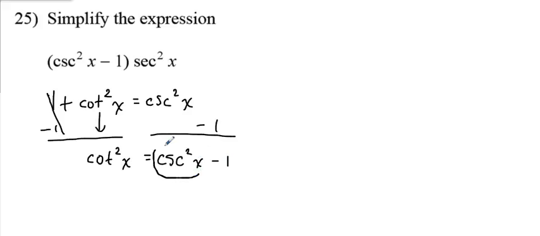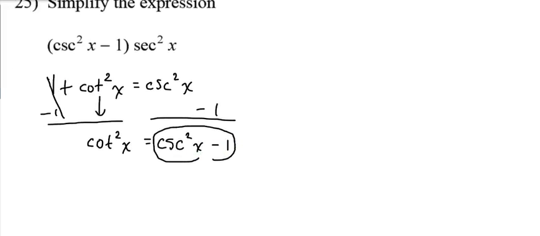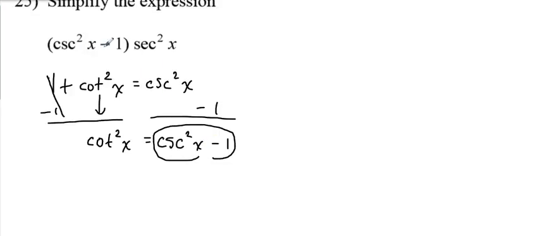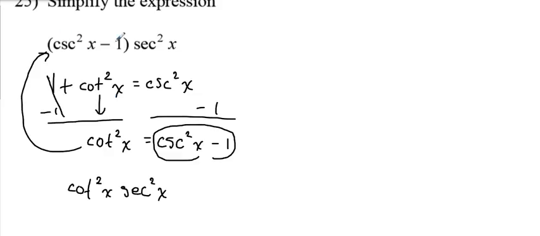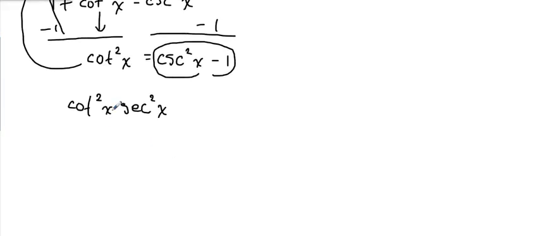And I'm going to circle that. If you notice, this is now the same as what's inside the parentheses. What this means is I can replace cosecant squared x minus 1 with cotangent squared x. So let's write cotangent squared x times secant squared x. What I did was replace cosecant squared x minus 1 with cotangent squared x. Now, once again, you will not see this as an answer choice in the midterm because you have to keep going.